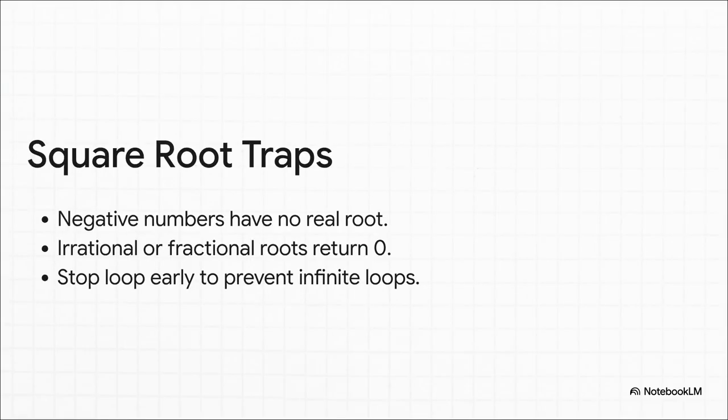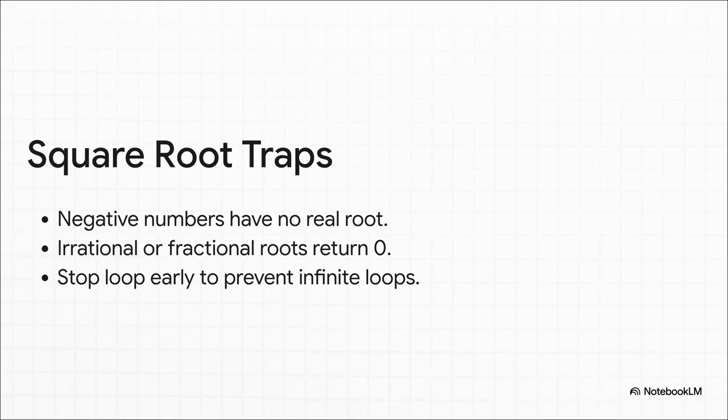And listen, the Moulinette is absolutely going to try and trap you on this square root exercise, so pay attention here. First off, negative numbers do not have real square roots in this context, so instantly return 0. Second, and this is a big one, if the square root is a fractional or irrational number, like say the square root of 5, your function must fail cleanly and return 0.